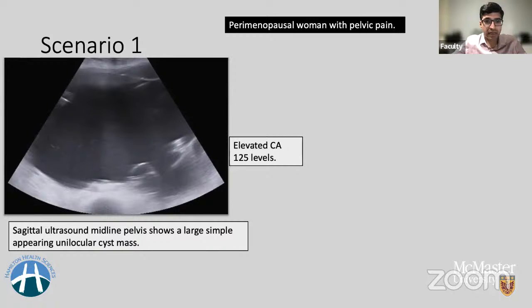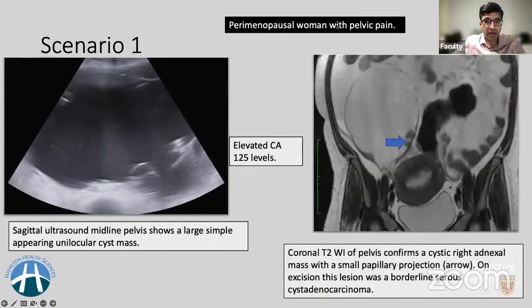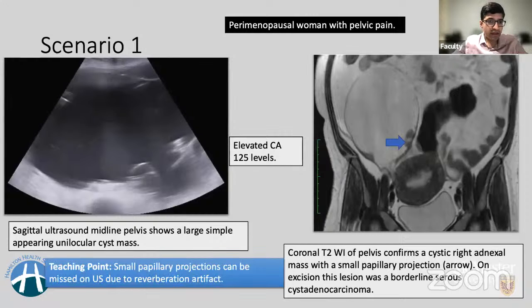And that can cause a little bit of a problem. So this same patient underwent a pelvic MRI examination. This is a coronal T2-weighted image, and the blue arrow points towards a papillary projection in the cyst wall. Given this location, maybe it was difficult to visualize on ultrasound, and this lesion turned out to be a cystadenocarcinoma. So the important teaching point here is that small papillary projections may be difficult to visualize on ultrasound, especially if the lesion is too large, because of the reverberation artifacts.